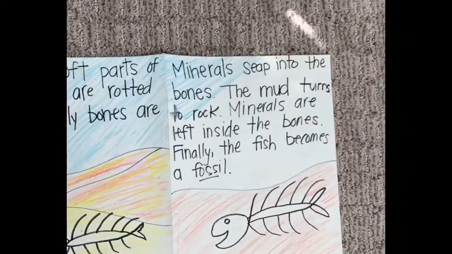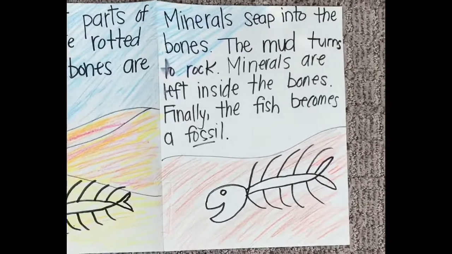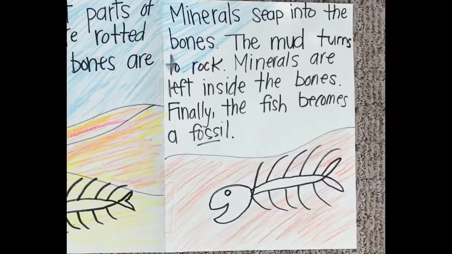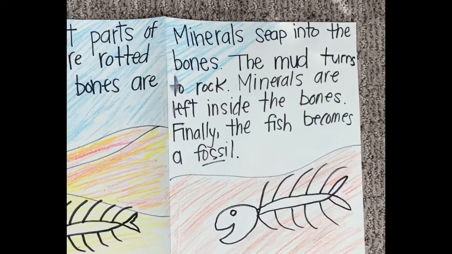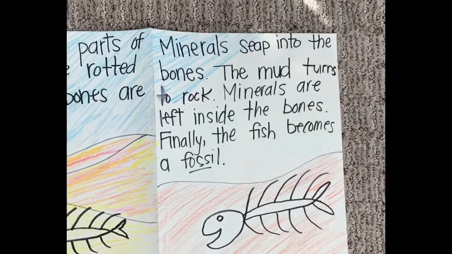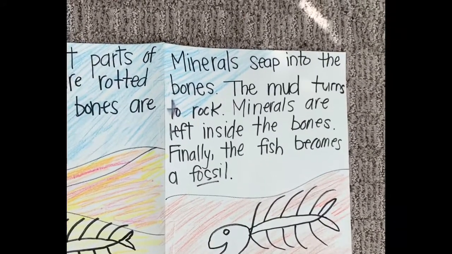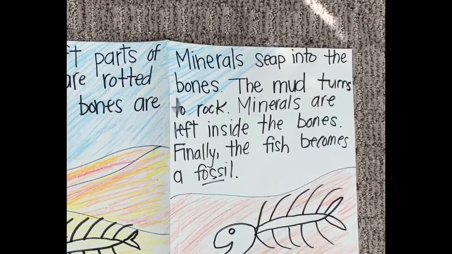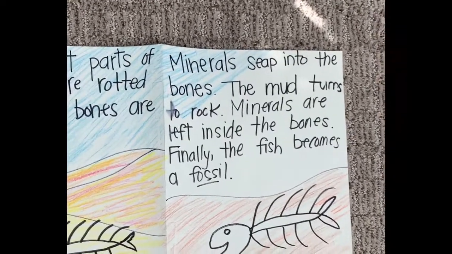And right here, if it sinks into the ocean, there is salt in the water. So salt is usually the key mineral that replaces their bones. So this says minerals seep into the bones. The mud turns to rock. Now this takes a really long time for it to happen. Minerals are left inside the bones. Finally, the fish becomes a fossil.